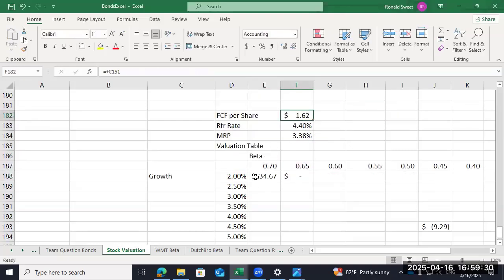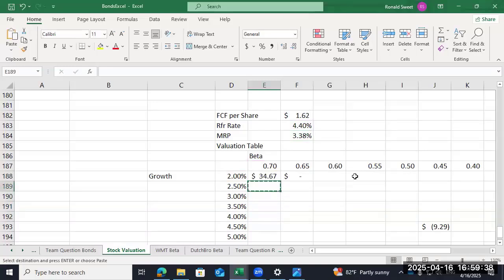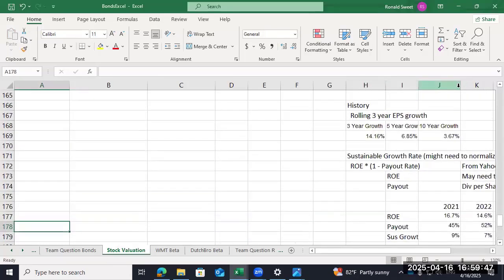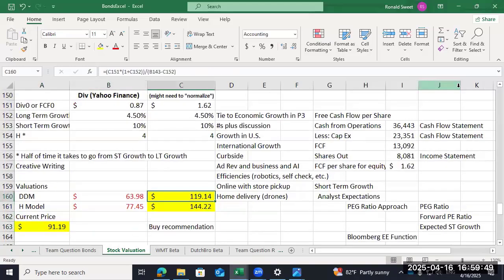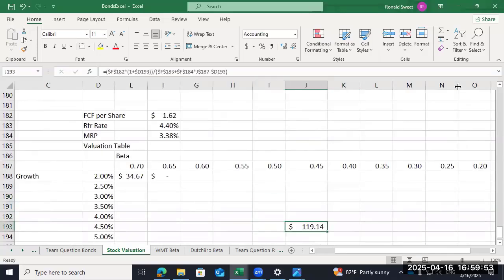I didn't lock these up here. Let me lock these in. So the $1.62, that should be locked in. That must be locked in. That should be locked in. All right. So if I do that, what I like to do is go find the one that meets my assumptions. $1.1914 and 119.14. That's what it is. 119.14. So the one that has my assumption on it, right there.